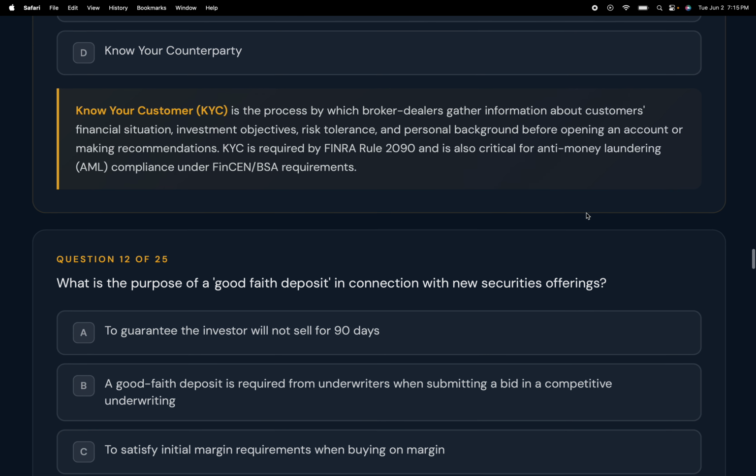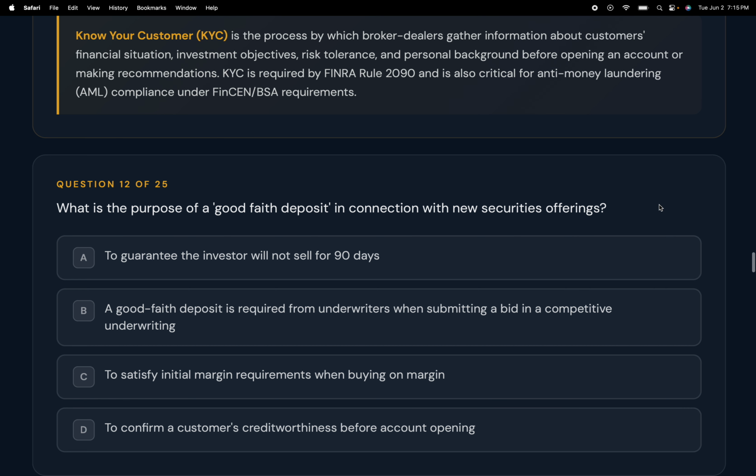What is the purpose of a good faith deposit in connection with new security offerings? Think about this. It says good faith deposit with new securities. New securities are what? Being issued. New securities are what? 1933, because it's the Paper Act. See, we're going to give you more answers, remember? If you've done other things on this channel, you know 1933 is Paper Act. 1934 is what? People Act. Write it down. It's coming up. I gave you some bonus. All right, triggers. Good faith deposit.